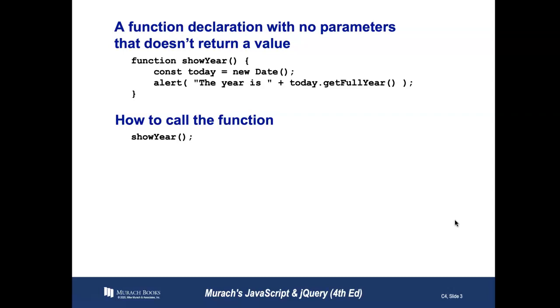Here we have a function called showYear, which has a constant called today. It's a constant because it never changes. The fact is today will always be equal to the new date object, so today will always be today. And when we alert this year is, and we concatenate the value, today.getFullYear, you'll see that this will alert whatever the current year is. So we call that function just by calling showYear with the empty parentheses.